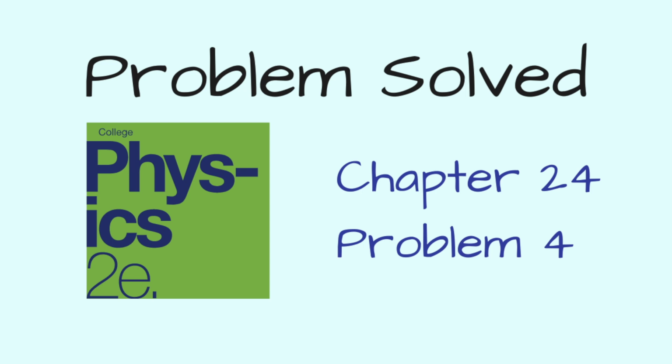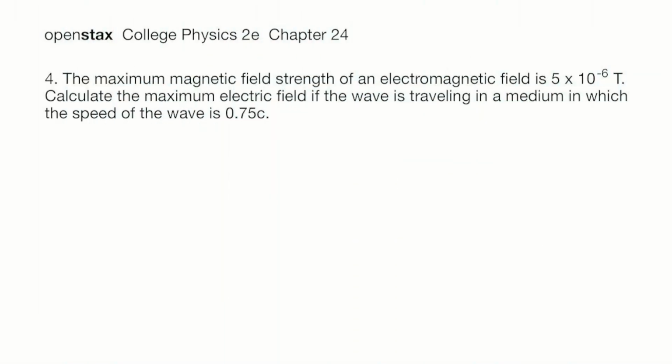Problem 4 from chapter 24 of College Physics 2E by OpenStax. Okay, we are given the maximum magnetic field strength of an electromagnetic wave, and we need to calculate the maximum electric field if the wave is traveling at 0.75 C. All right, let's write down what we know.